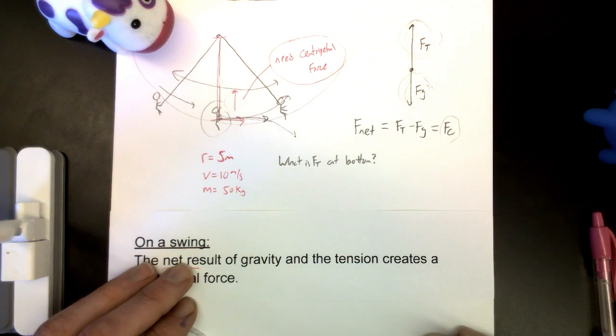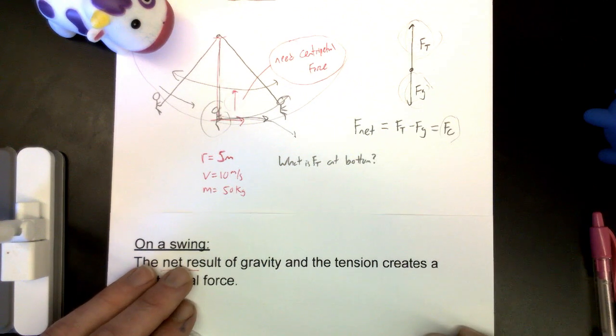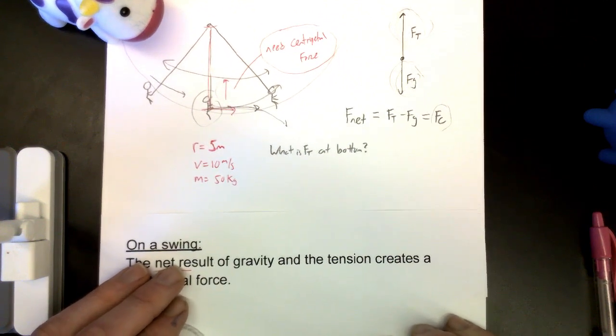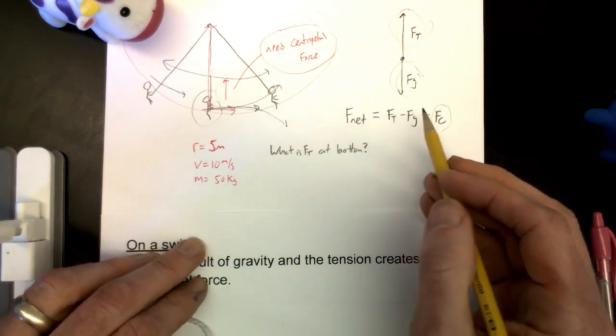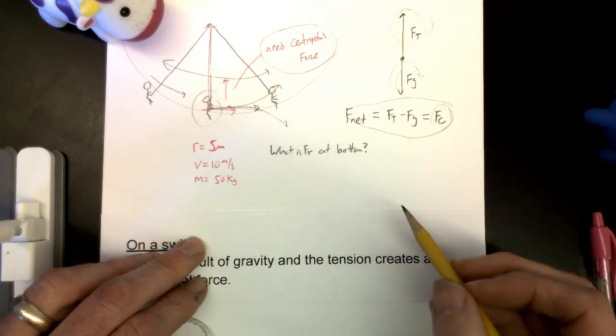What's the force of tension at the bottom of the swing when you're swinging along? Okay, so that's just a nice calculation to be able to do. What's the force of tension at the bottom? So how do we figure that out? Well, we're going to work with this equation right here to figure it out.